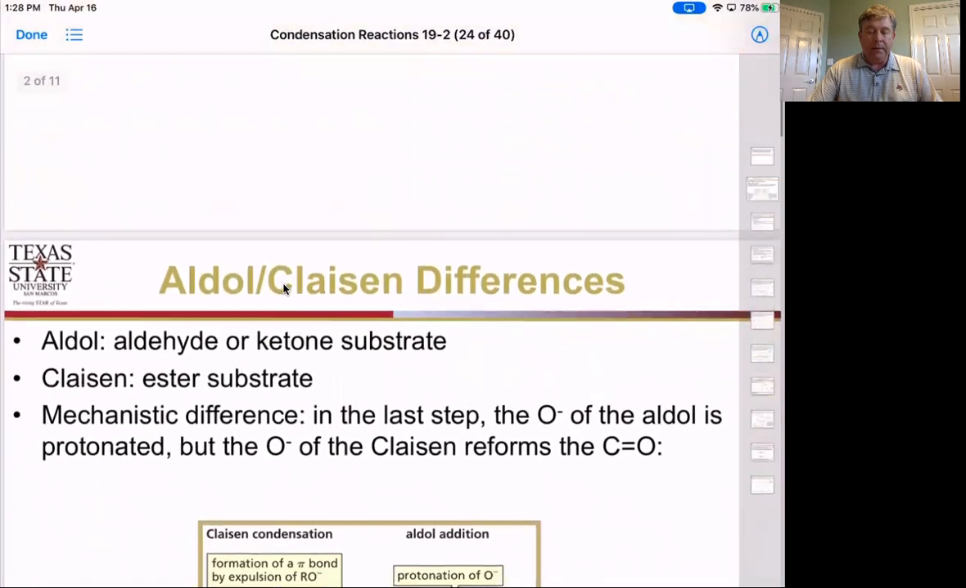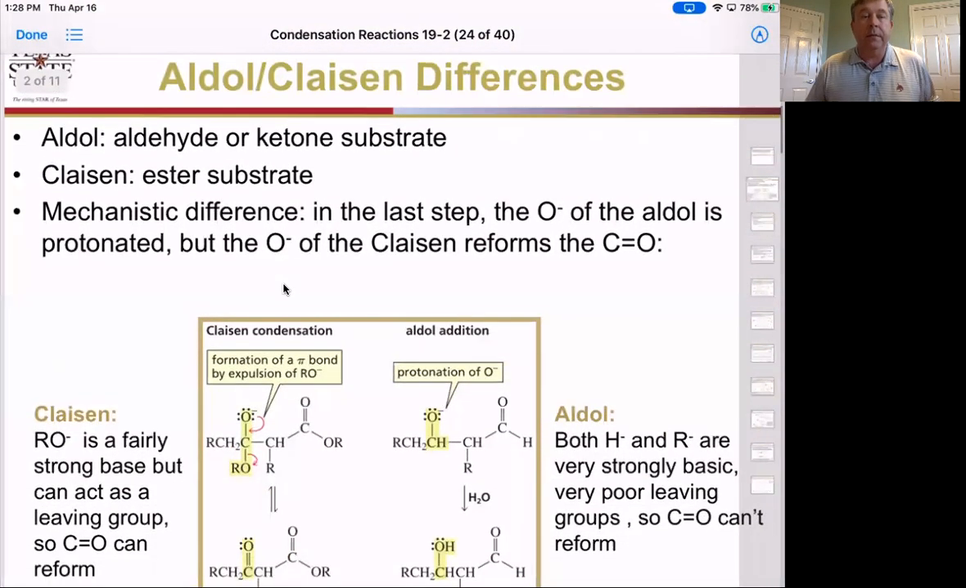So let's first talk about the differences between the aldol and the Claisen, okay? In the aldol, we use aldehydes or ketones as the substrate. In the Claisen, we always use an ester as a substrate, okay? Mechanistically, it's in the last step where the alkoxide in the aldol is protonated, but in the Claisen, the electrons kick in and kick out an alcohol, giving us a carbonyl compound. So if you think about it, the aldol will give us the keto hydroxy compound, and the Claisen will give us the keto compound.